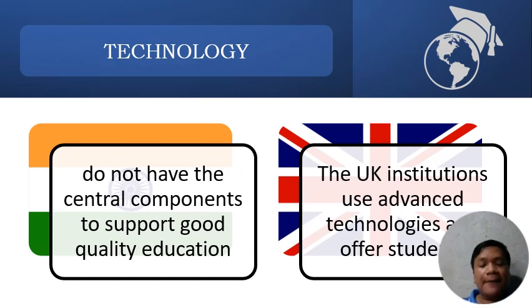In terms of technology, sa India, they do not have the central components to support good quality education. Since their lack of budgets, kulang din yung kanilang infrastructures in terms of technology. Medyo lamang ang England curriculum dito. The UK institutes use advanced technologies to offer students development. Alam naman natin na ang England ay mayaman at first world country sila. So therefore, meron silang resources for their technologies. So mas advanced yung mga students ng England compare sa India because of their technology. So yun po yun.